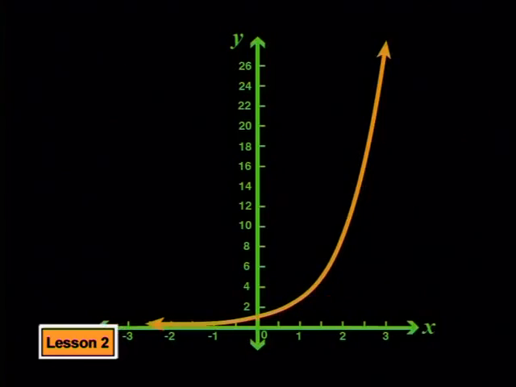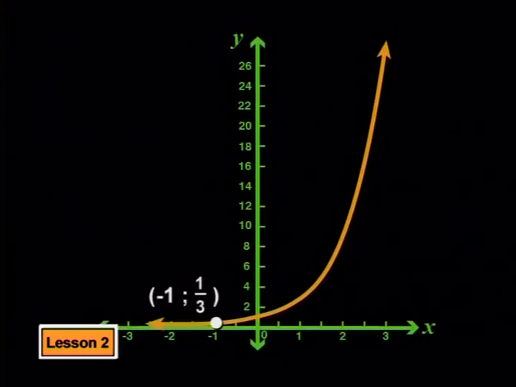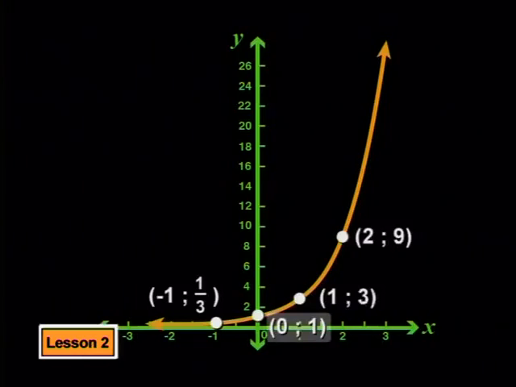Here is another graph. How would you work out what the formula of this graph is? The easiest way to find the formula of this graph is to read off the coordinates of some points on the graph. This point is (-1, 1/3). This point is (0, 1). Here is (1, 3), then (2, 9) here, and (3, 27) here.